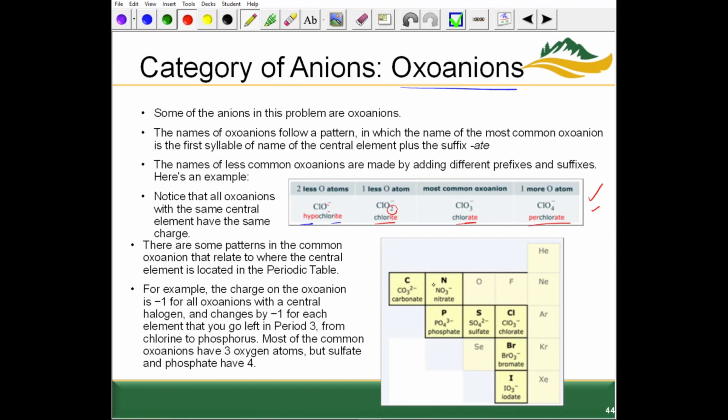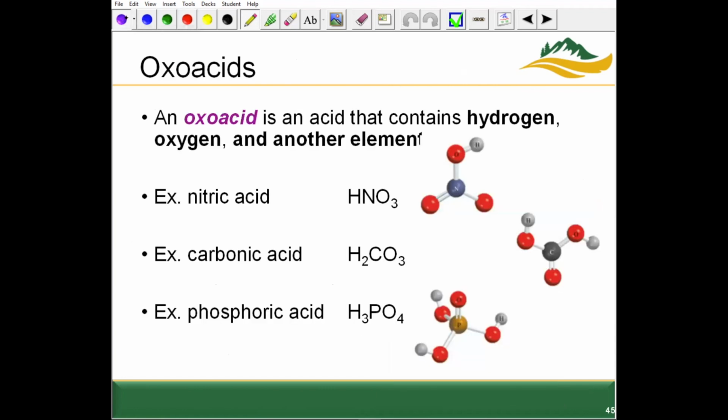So other than chlorine, these other elements can be part of these oxoanions as well, carbon, nitrogen, phosphorus, sulfur, for example. To define this very briefly, an oxoacid is an acid that contains hydrogen, oxygen, and another element. So hydrogen, oxygen, then another element. We will get a lot more into acids and bases starting around chapter 4 of the semester.